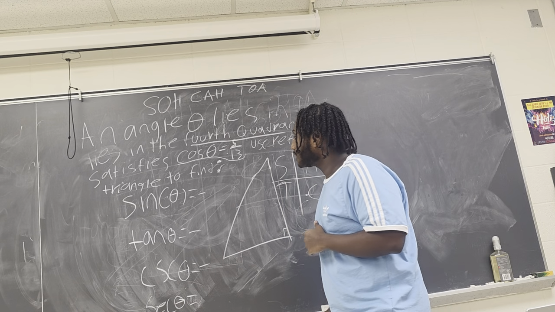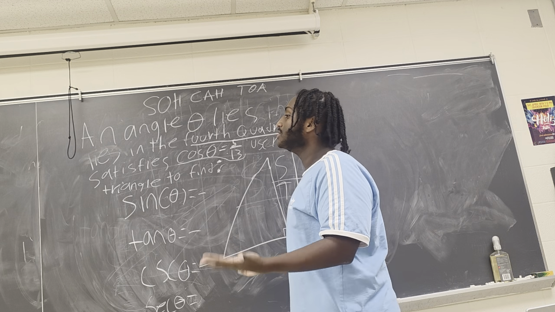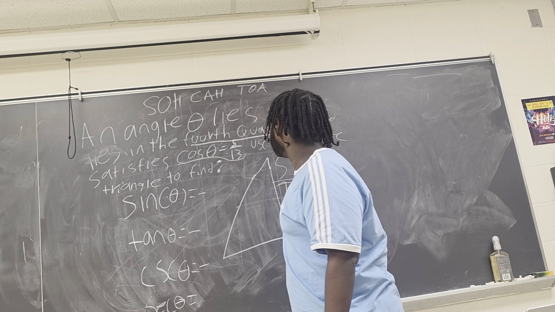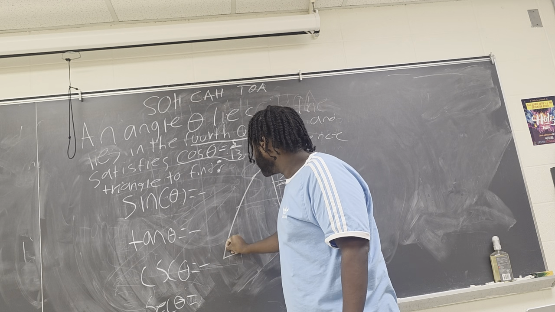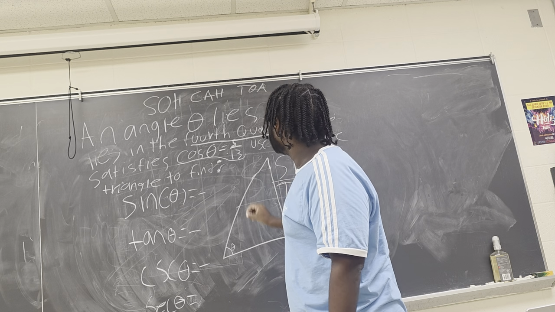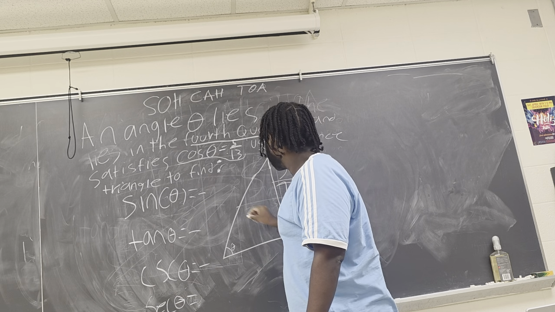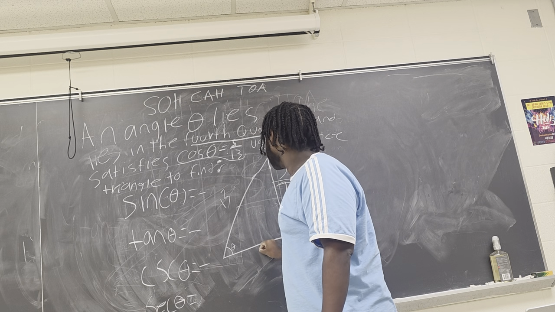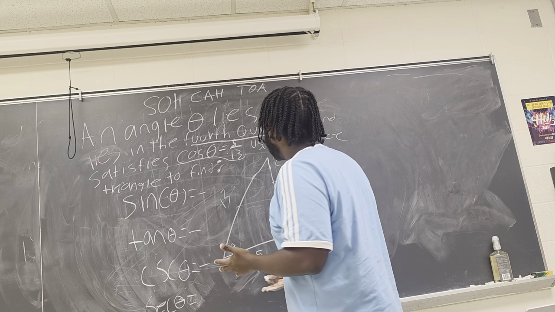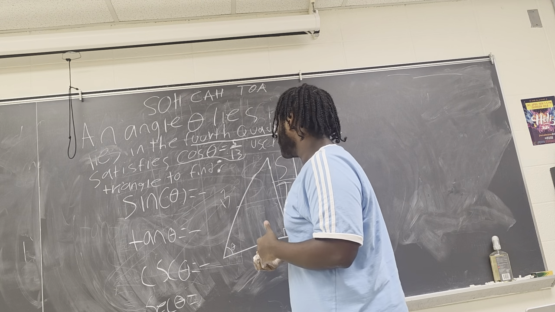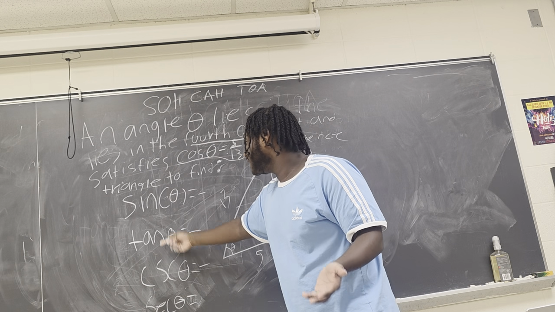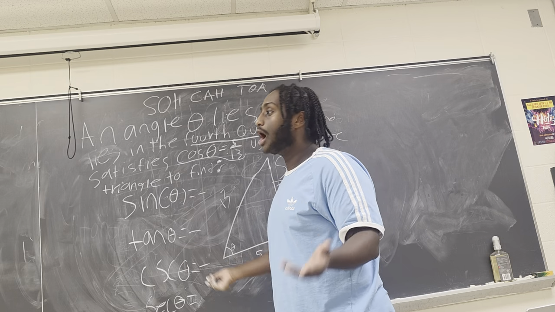So we are given cosine of theta. What does cosine mean? We go back to SOHCAHTOA. Cosine is adjacent over hypotenuse. We can assume there's an angle here, theta. So that's adjacent over hypotenuse, which means the hypotenuse is 13 and the adjacent is 5. We do not have the opposite, unfortunately. We have to find it because tangent requires opposite over adjacent.